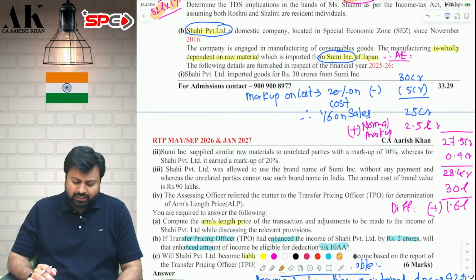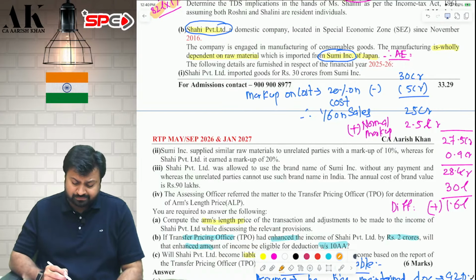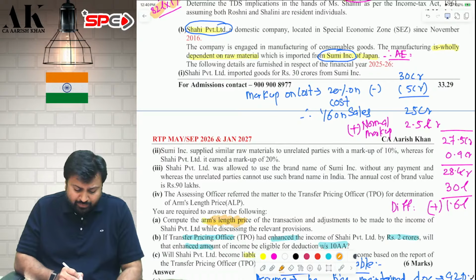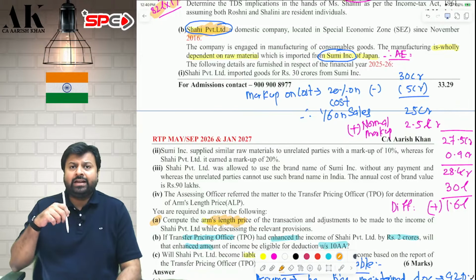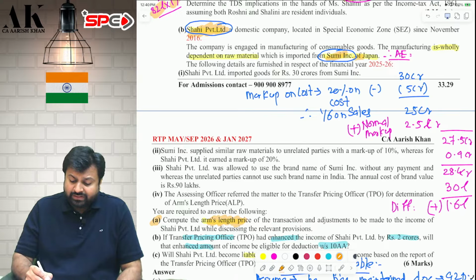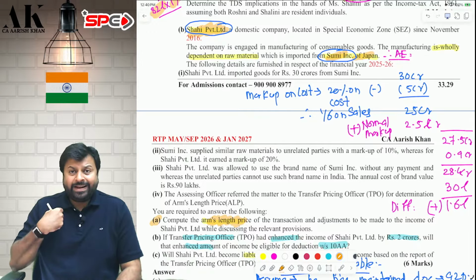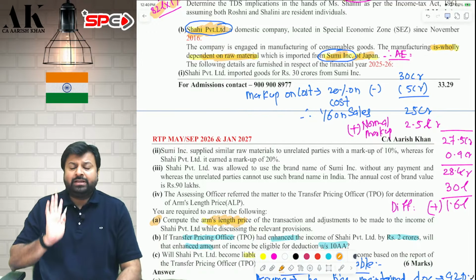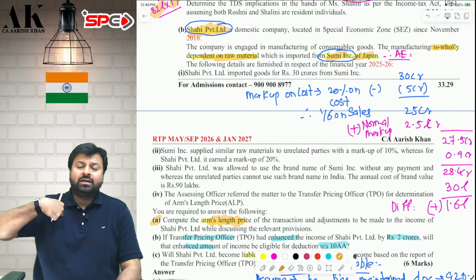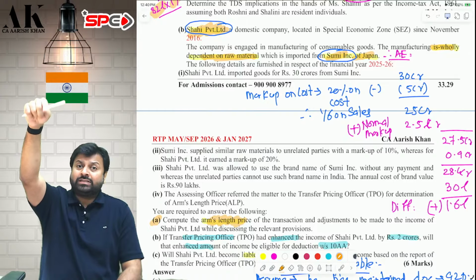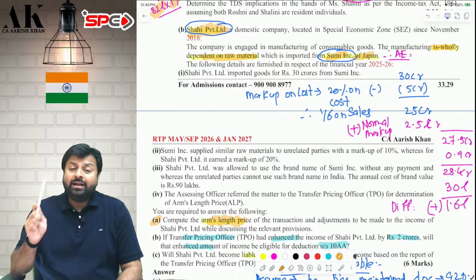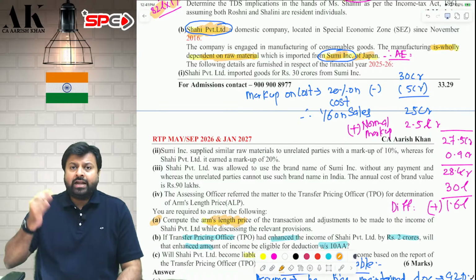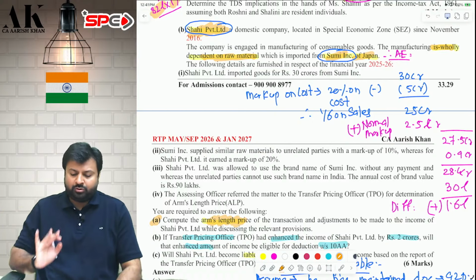Next question is a question on transfer pricing. Good question, but a simple question. We are supposed to compute the arm's length price in point number A. Now let's try to understand who the associates are over here. There is Shahi Private Limited, which is an Indian entity, and there is Sumi Inc, which is a Japanese entity, and the Indian entity is wholly dependent on the raw material of the Japanese entity. So if the Indian entity is wholly dependent on the raw material of Sumi Japan, then both of them are deemed to be associated enterprises. Why? Because if one enterprise is dependent on the other enterprise 90% or more for raw material, then both of them are deemed to be associated enterprises. Here it is not 90%, it is 100%. Therefore, both of them are deemed to be associated enterprises.